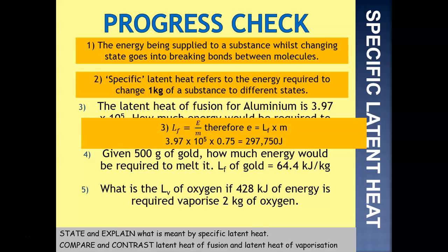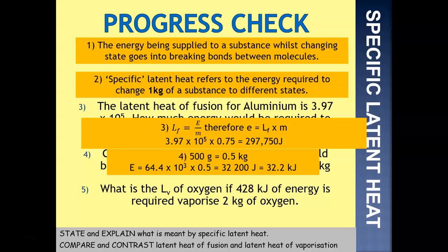Question 4. If we're given 500 grams of gold, how much energy would be required to melt it? The latent heat of fusion of gold is 64.4 kilojoules per kilogram. So again, first thing we need to do is convert our mass. We've got 500 grams, that becomes 0.5 kilograms. To work out the energy, it's 64.4 times 10 to the 3, the latent heat of fusion, multiplied by the mass, which is 0.5, gives us 32,200 joules, or 32.2 kilojoules.